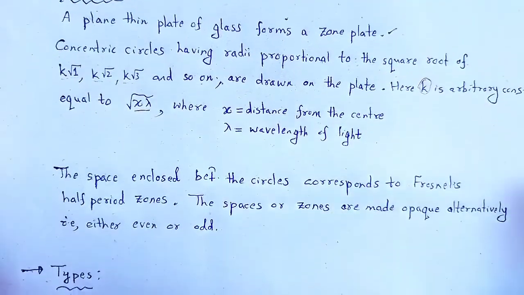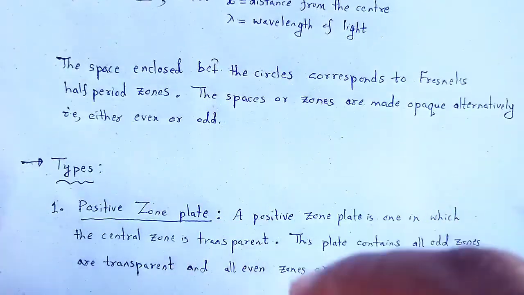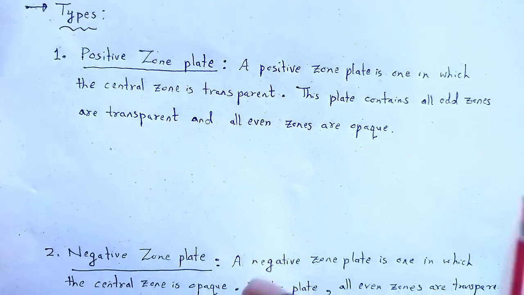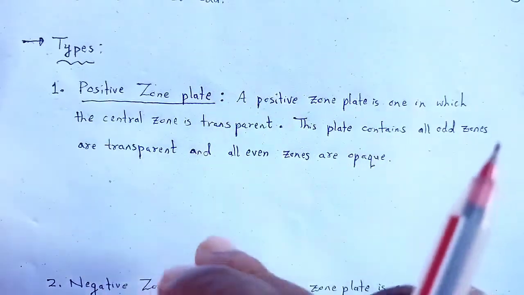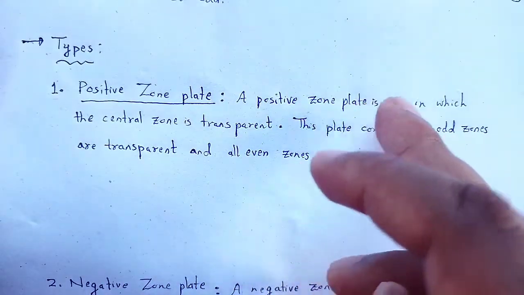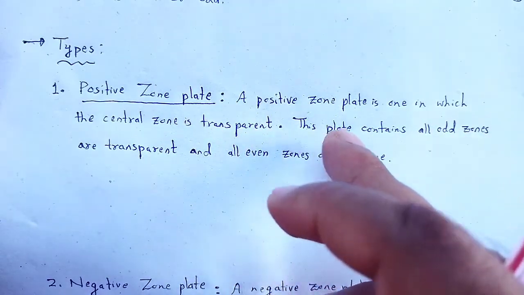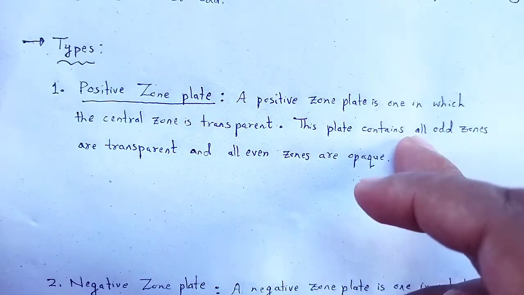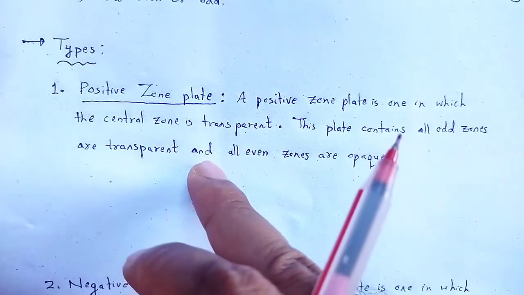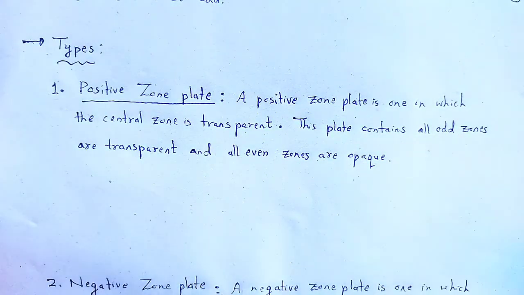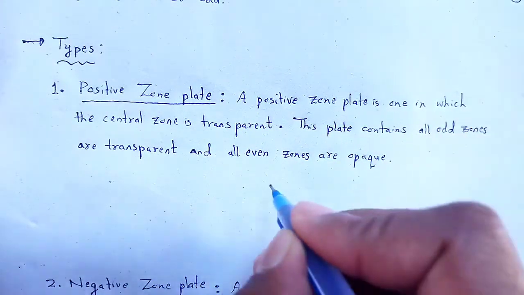It is basically of two types: one is the positive zone plate and the other is the negative zone plate. Which one is positive? A positive zone plate is one in which the central zone is transparent, and this plate contains all odd zones transparent and all even zones opaque. Let us construct that zone plate.